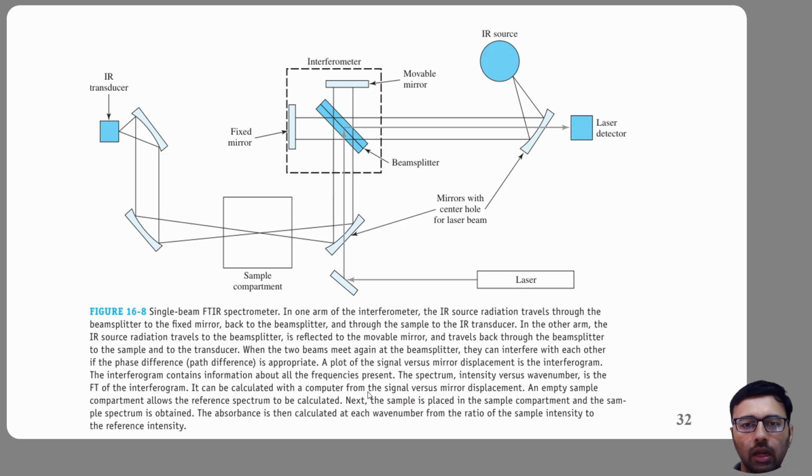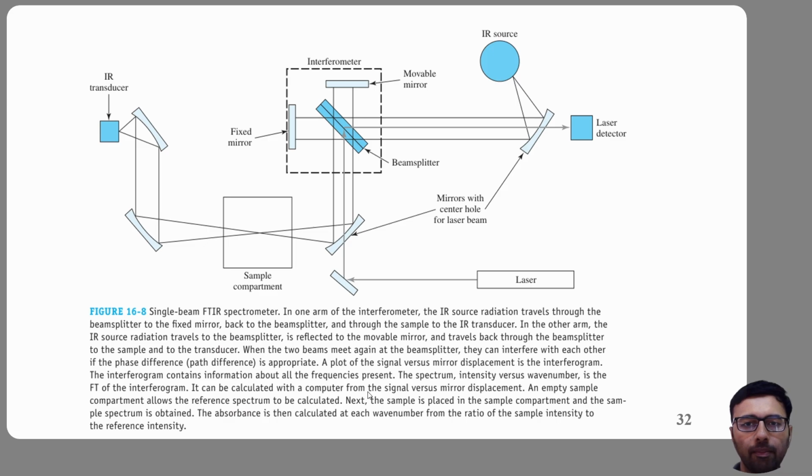This mirror continuously moves back and forth. Because the mirror moves, the optical path length of this beam changes continuously. Both beams eventually return to the beam splitter and recombine. Because their optical path lengths differ, the beams interfere constructively and destructively. As the moving mirror shifts position, the interference pattern changes continuously. This changing interference signal forms the interferogram.